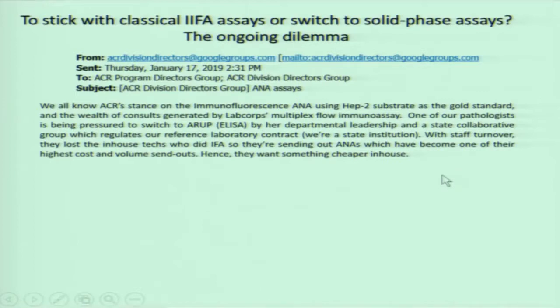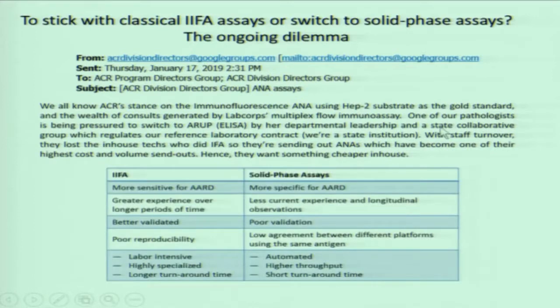This, believe it or not, I got through the ACR Division Directors Group last week. And it was yet another academic division panicking because they thought that the hospital was going to take away their immunofluorescent ANA, and they are asking for help. How do we argue that we need our immunofluorescence ANA? And yes? Do you want us to walk out of the room from this part? No, I'm stopping there. I'm not going to take sides. But it's a real issue.